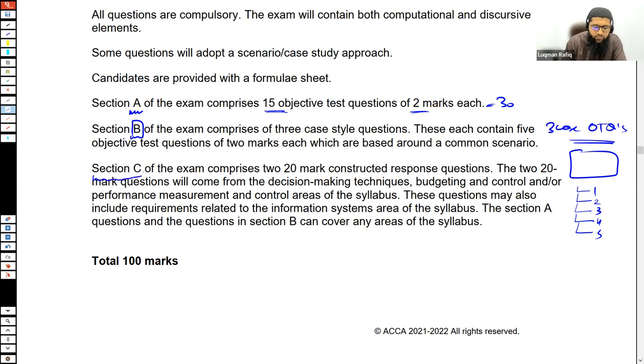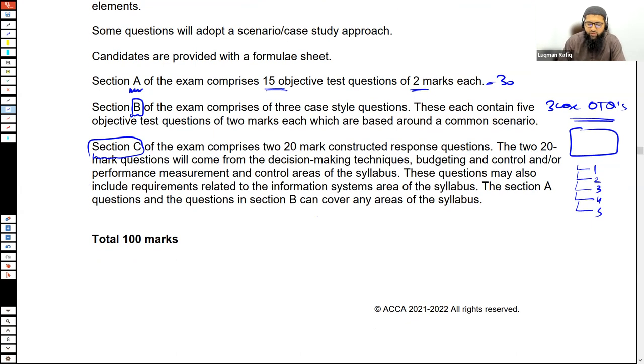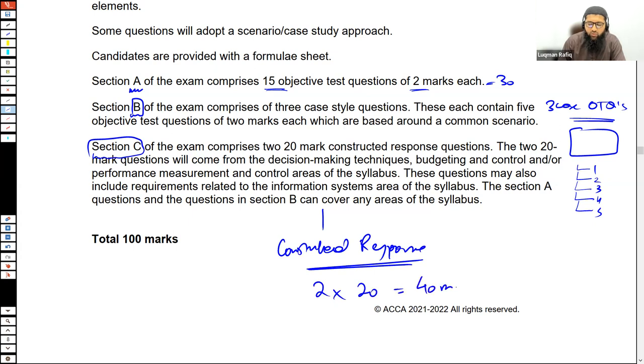Then there is Section C of the examination. These questions are termed constructed response questions. Basically you'll get 2 questions of 20 marks each, which gives you 40 marks. That's how things are going to be.